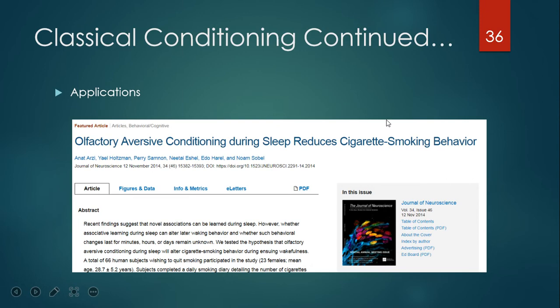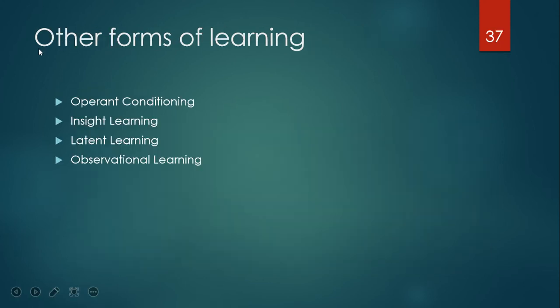So they presented cigarette smoke to these people while they were sleeping, and they paired it with a very bad smell. And what they found is that when these people woke up, they had a little bit of an aversion to cigarette smoke. Cigarette smoke smelled really bad because they had learned to associate cigarette smoke with that really bad smelling, offensive smell. I just thought that was so cool.